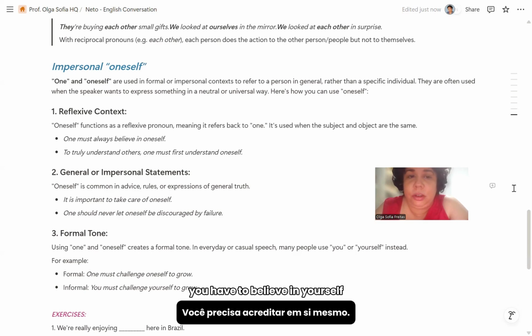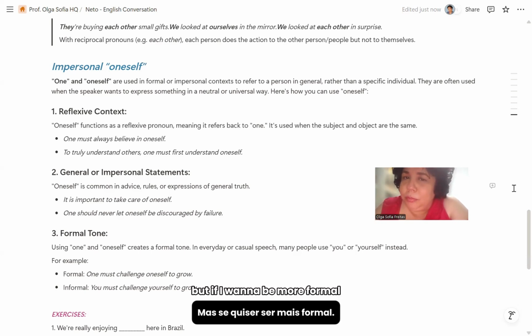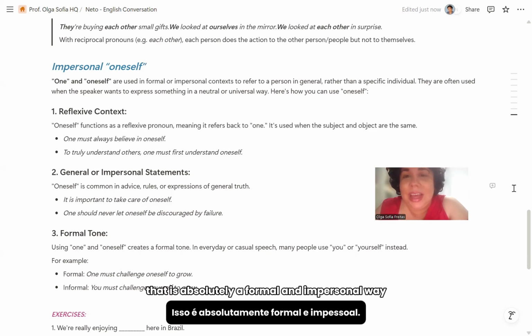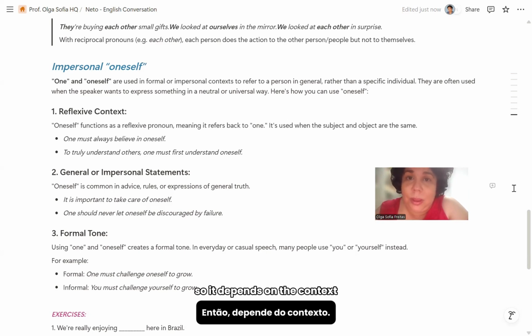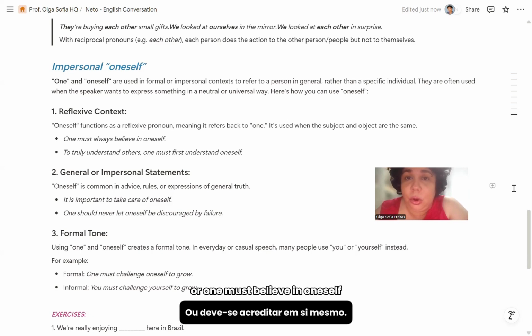You have to believe in yourself, or you must believe in yourself. But if I want to be more formal, instead of saying you, I could say one must always believe in oneself. That is absolutely a formal and impersonal way to say the same thing, right? So it depends on the context. I would say you must believe in yourself, or one must believe in oneself.